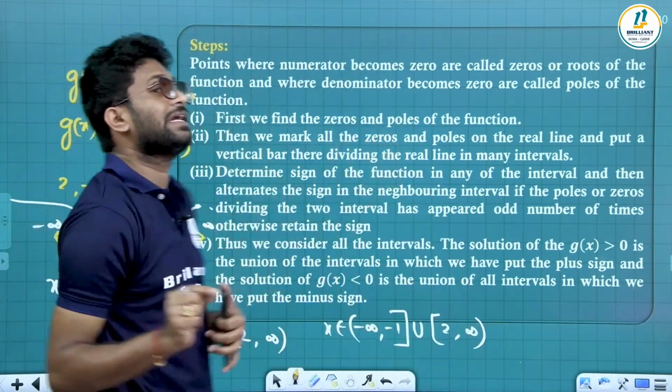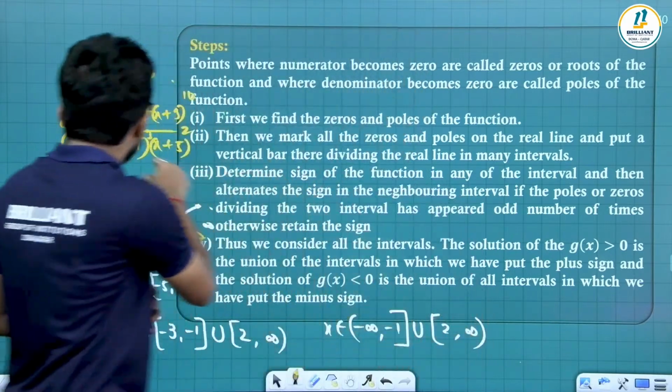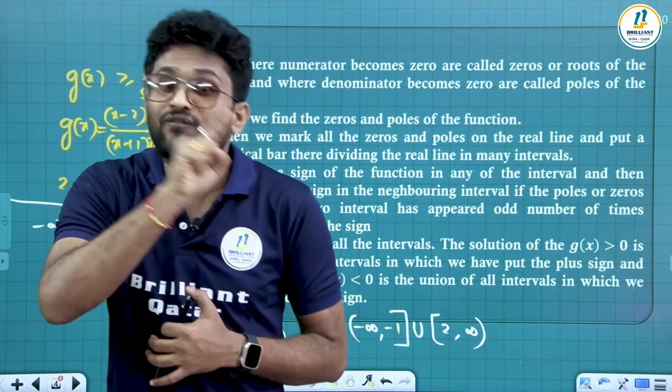Denominator poles shouldn't be included in the solution. That means these -1 and -5 in the denominator should never be included in the solution.